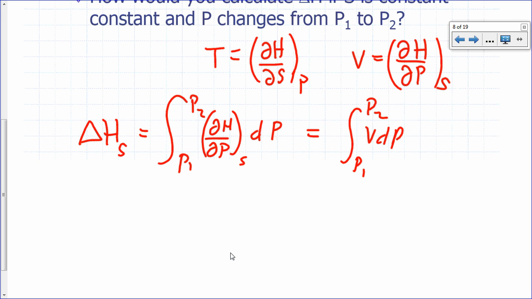What would that be for an ideal gas? Integral of nRT over P dP from P1 to P2. Okay, can we factor out T?